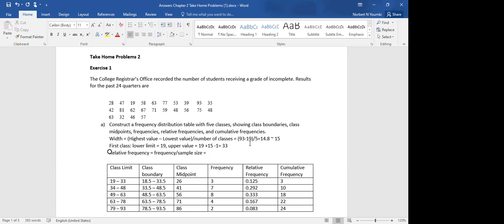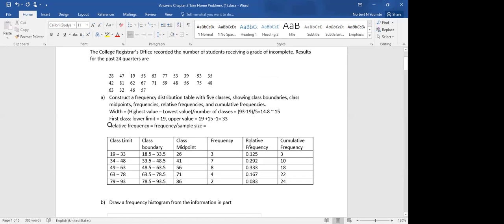To construct the first class, the lower class limit is 19, and the upper class limit is 19 plus the width, which is 15, minus 1. That gives us 33. So that is how we get 19 to 33. For subsequent classes, we just add the width to the lower and upper limits to get the next lower and upper. If you have questions about that, please ask.